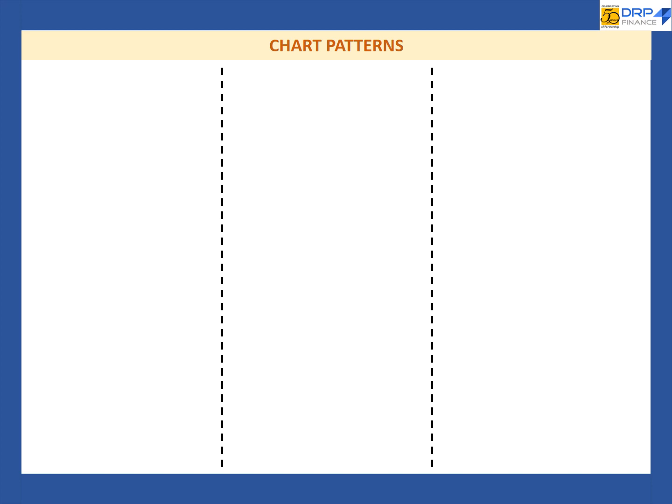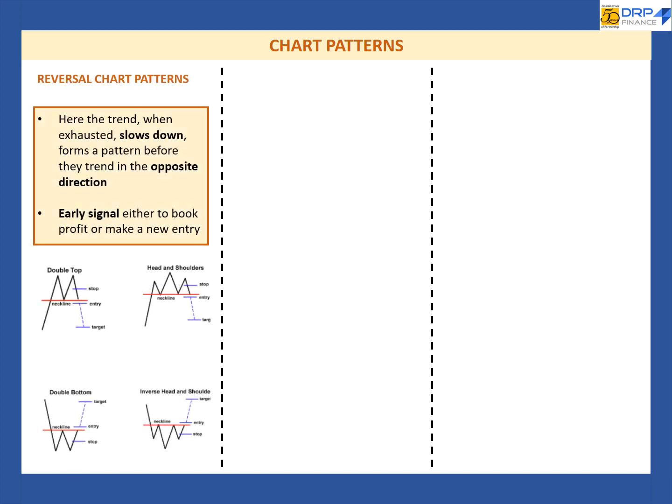First of all, chart patterns. There are three types of chart patterns: reversal chart pattern, continuation chart pattern, and bilateral chart pattern. First of all, reversal chart pattern. Here the trend, when exhausted, slows down and forms a pattern before it trends in the opposite direction. Early signal either to book profit or make a new entry. A few examples of reversal chart patterns are double top, double bottom, head and shoulders, and inverse head and shoulders.